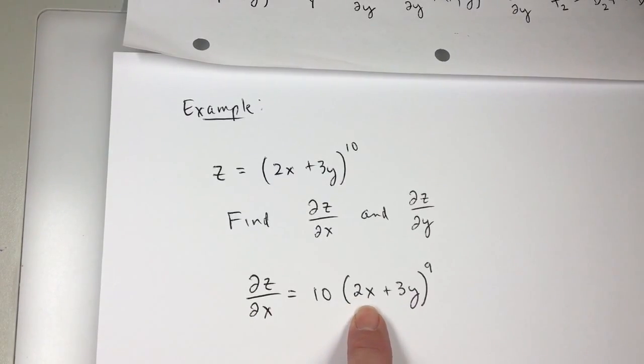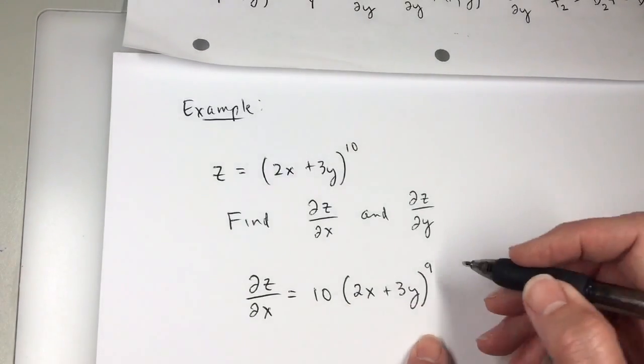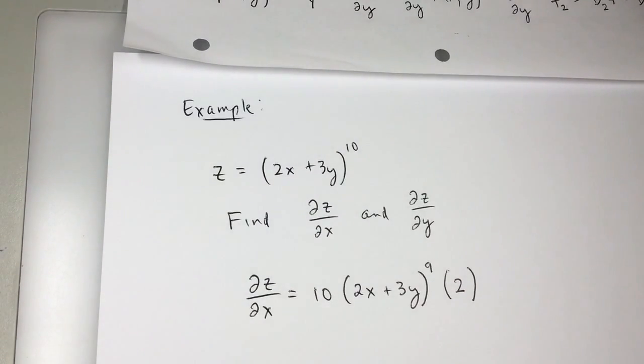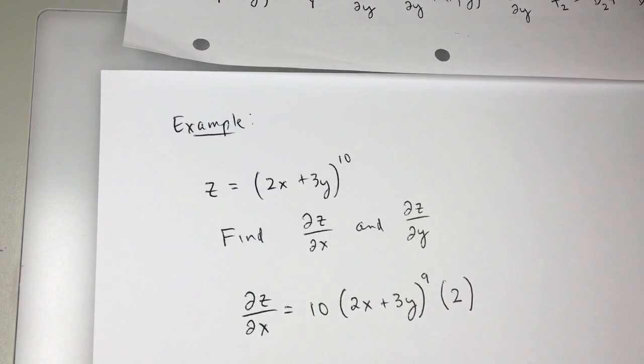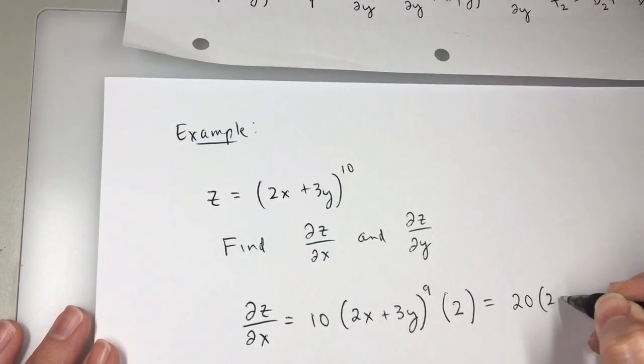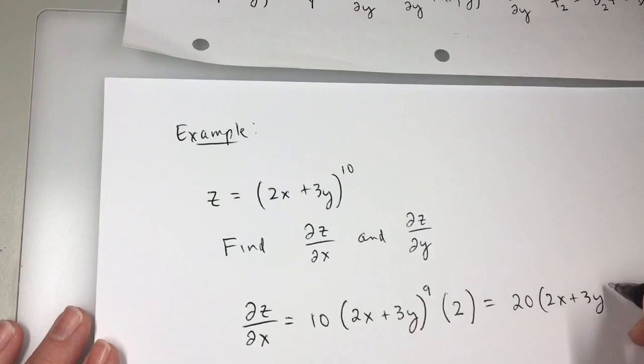What's the derivative of 2x plus 3y? 2. Because 3y is a constant. Now I could write that, I could multiply the 2 times 10 and write 20 times 2x plus 3y to the 9th.